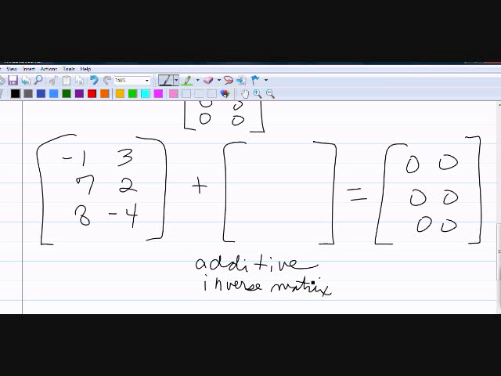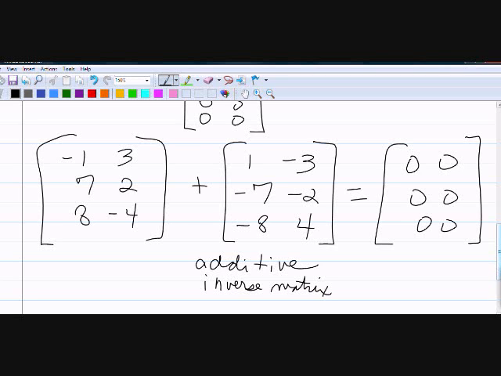So what do you think the additive inverse of negative 1, 3, 7, 2, 8, negative 4 would be? 1, negative 3, negative 7, negative 2, negative 8, positive 4. So that would be the additive inverse.